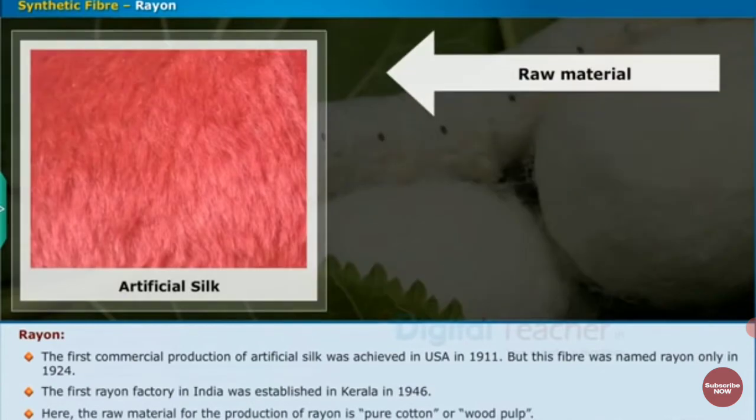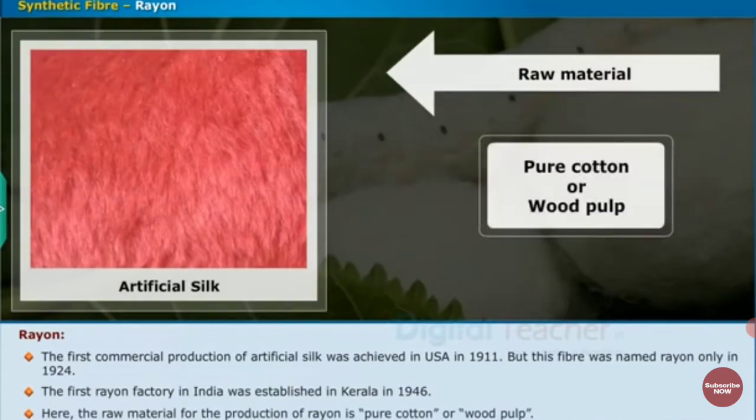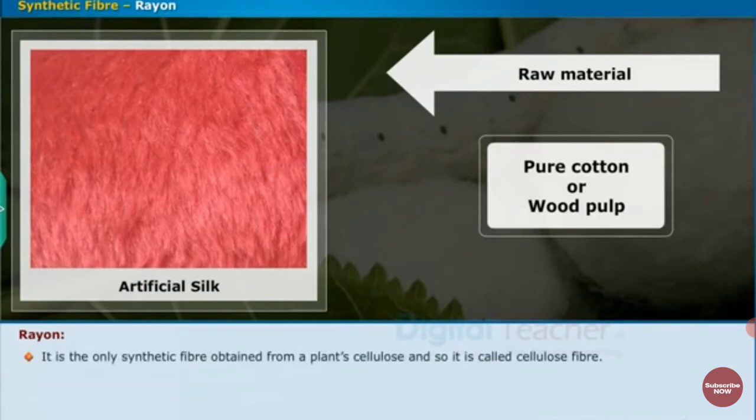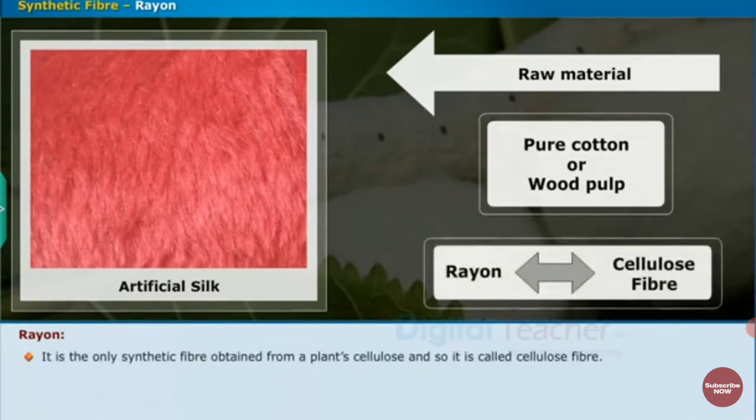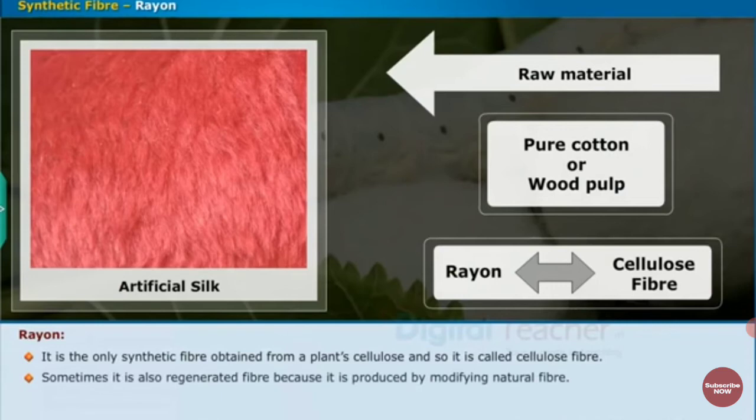Here, the raw material for the production of rayon is pure cotton or wood pulp. It is the only synthetic fiber obtained from a plant's cellulose, and so it is called cellulose fiber. Sometimes it is also called regenerated fiber because it is produced by modifying natural fiber.